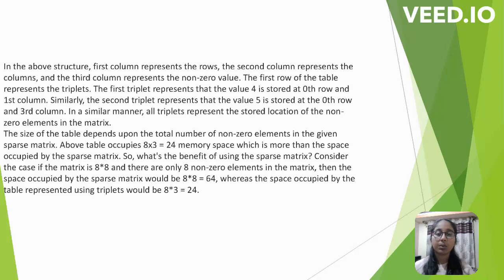Above, the table occupies 8 x 3 = 24 memory spaces, which is more than the space occupied by the sparse matrix. So to see the benefits of using the sparse matrix, consider the case where the matrix is 8 x 8 and there are 8 non-zero elements in the matrix. Then the space occupied by the sparse matrix would be 8 x 8 = 64, whereas the space occupied by the table represented using triplets would be 8 x 3 = 24.